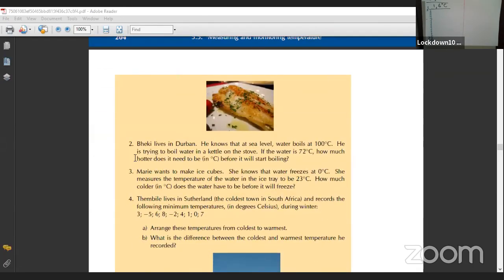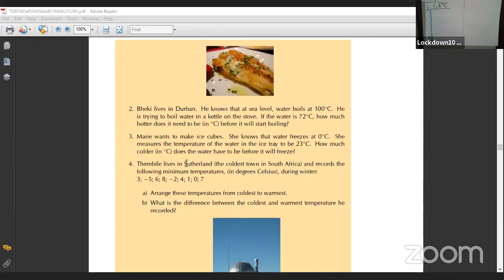Okay, let's move on to question number two. Question number two says, Baby lives in Durban. He knows that at sea level, water boils at 100 degrees. He is trying to boil water in a kettle on the stove. If the water is 72 degrees, how much more does it need to be in degrees before it will start boiling?